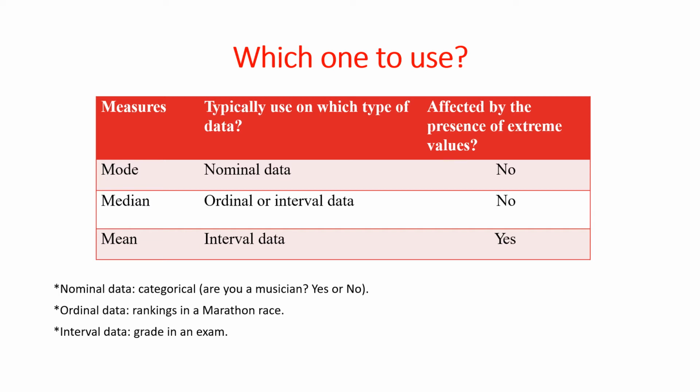Most of the time we're working with interval data, so people expect you to present the mean in your report, but if you also have outliers in your data, try to present the median as well. It's not going to do any harm if you present mean and median together. It just gives a clearer insight into your data.